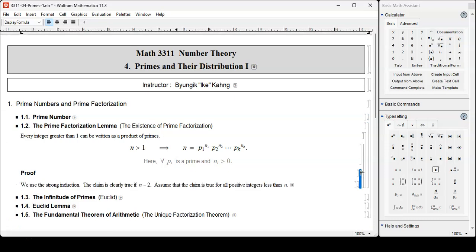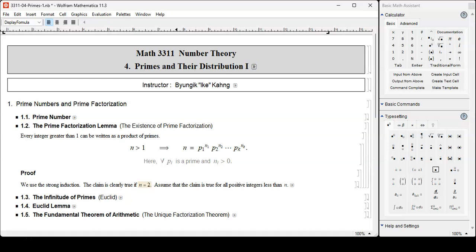Okay, here we go. We're going to use a strong induction, and the base case is n equals 2. Remember, n is greater than 1, so not starting from 1, the next integer is 2, and in that case, there's nothing to prove. 2 is already a prime, so by itself, it's a prime factorization. A product of just one prime, but still, it's a product of primes.